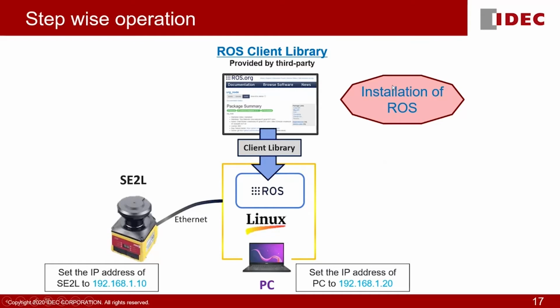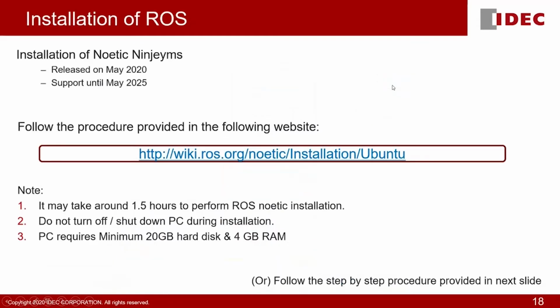So moving on to the installation of ROS. I'm using Noetic Ninjemys as a reference here. It supports until May 2025, and it was launched in May 2020. That's why I'm taking this specific ROS.